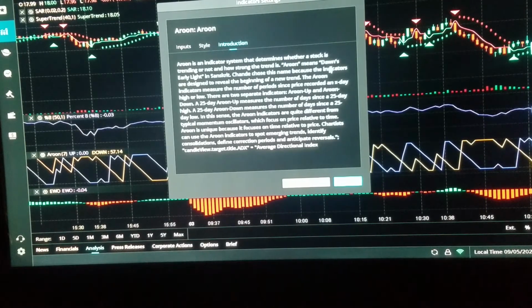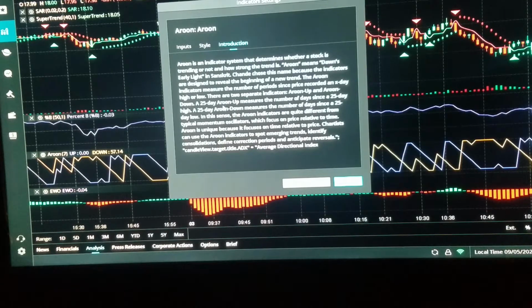AROON means dawn's early light in Sanskrit. Chande chose this name because the indicators are designed to reveal the beginning of a new trend. The AROON indicators measure the number of periods since price recorded an X day high or low. There are two separate indicators, AROON up and AROON down.